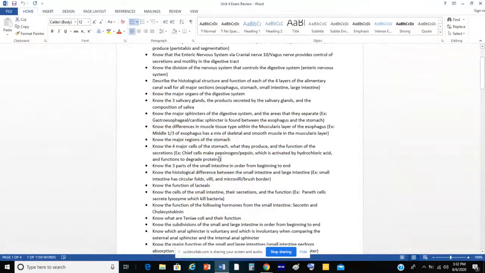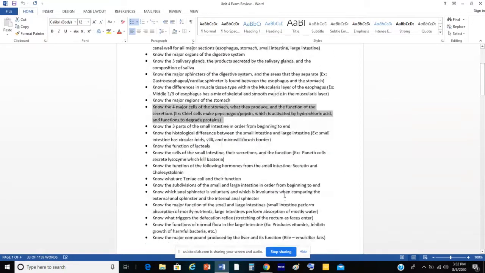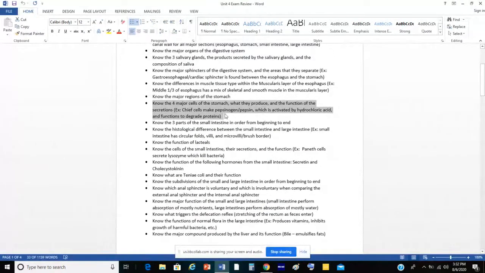Then we look inside the stomach. Remember I mentioned the stomach could do chemical digestion. It could do chemical digestion because it has cells that make certain enzymes and hormones. So, like usual, you got to know your major cells in the stomach. What do those cells make? And the thing they make, you got to know what it does. So, for example, chief cells make pepsinogen, which will be activated to pepsin, which helps to break down proteins.